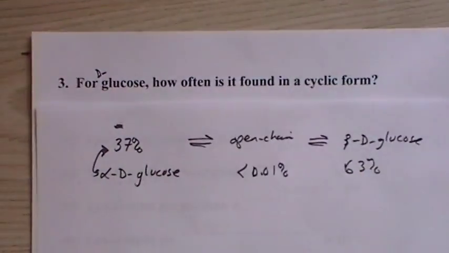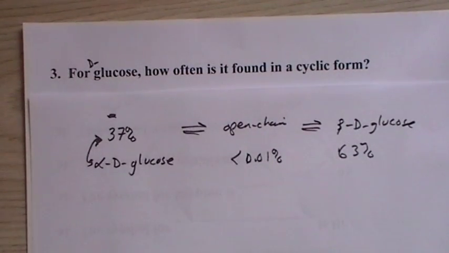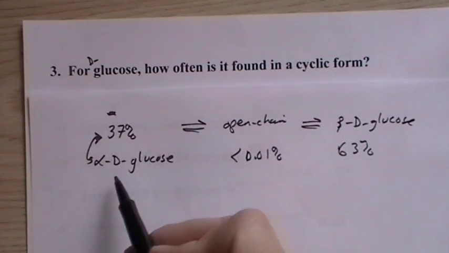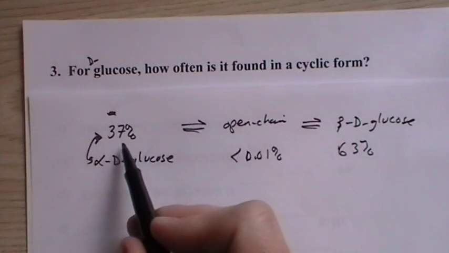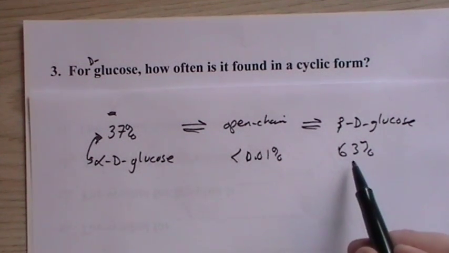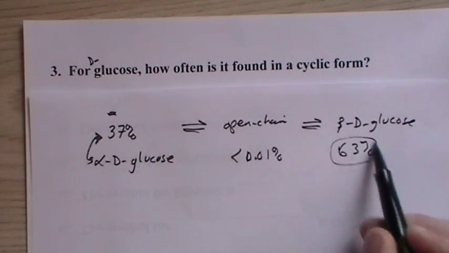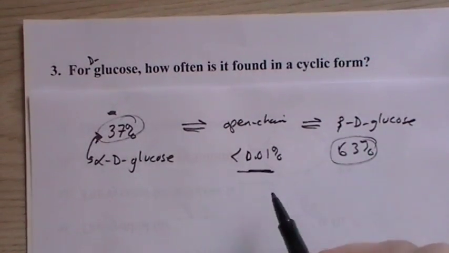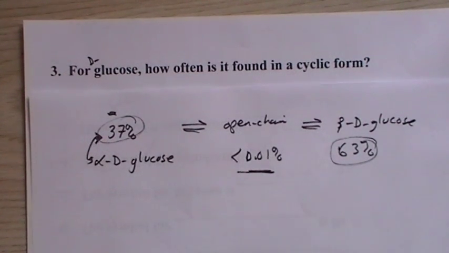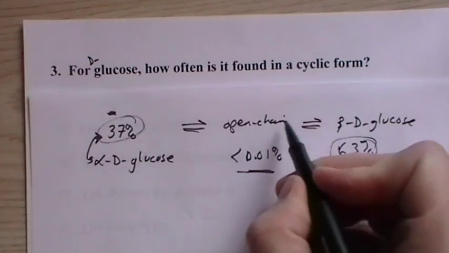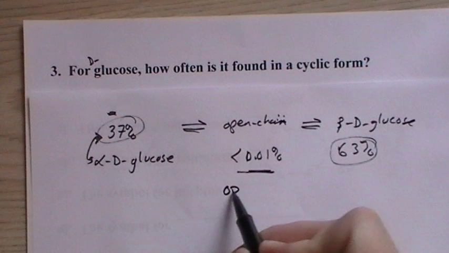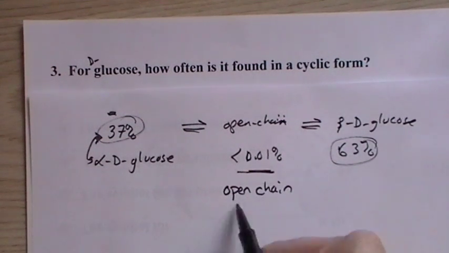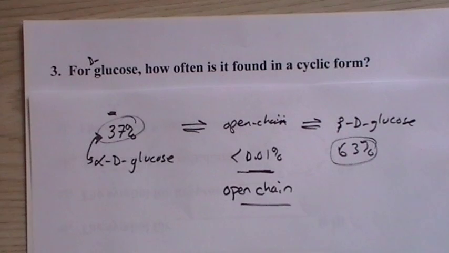Okay. For D-glucose, you can see I put the D in there. It doesn't really matter. But how often is it found in the cyclic form? Alpha-D-glucose is found 37% of the time. Beta-D-glucose is found 63% of the time. That adds up to 100 because the open chain is less than 0.01%. And that's why we study these ring structures, because that's how they're normally found. The only time they're really in the open chain form is as they're switching from one ring formation to the other.